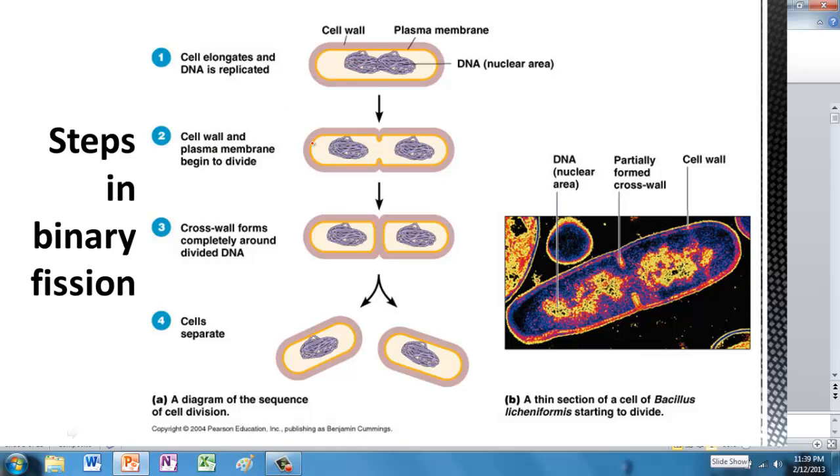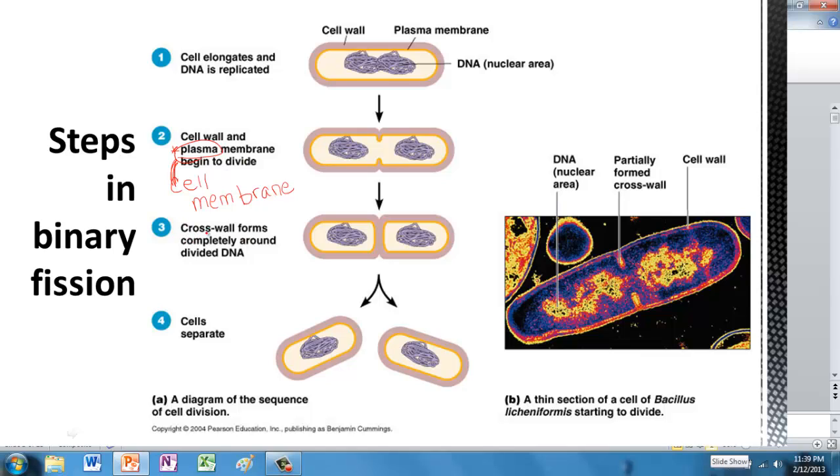Step 2, the cell wall and the plasma membrane begin to divide. Now, don't get confused by plasma membrane. That's exactly the same as cell membrane. Remember, in science, a lot of times there are different words for the exact same thing. So cell membrane, plasma membrane, same thing.